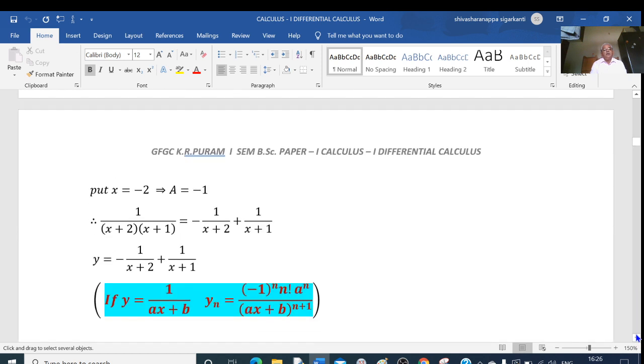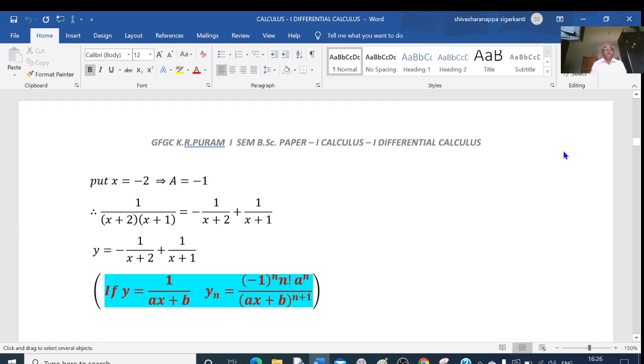Therefore, I will write 1 by x plus 2 into x plus 1 as minus 1 by x plus 2 plus 1 by x plus 1. Now here this is in the form of 1 by ax plus b.